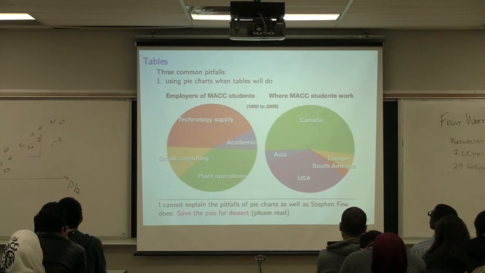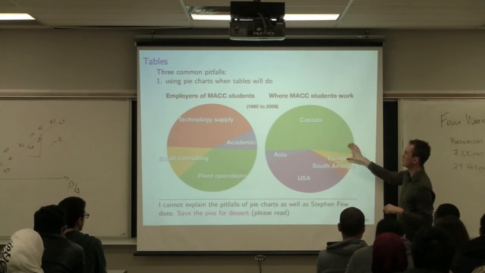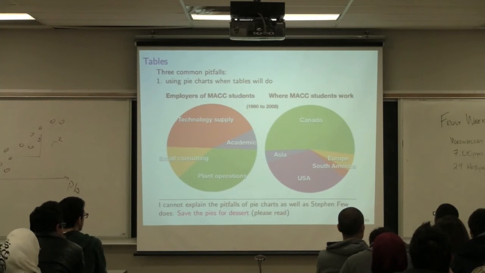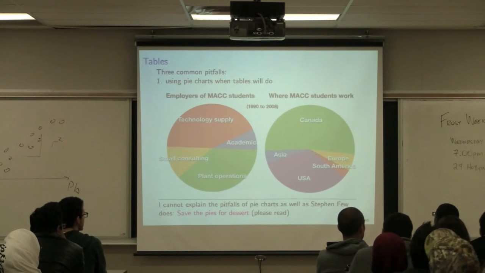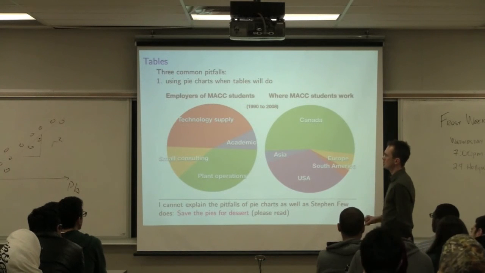One other issue related to data visualization is we'll often summarize tables with pie charts. So here's my own version of it. I made these pie charts before I knew better. When I was working at the MACC, I was asked to summarize where MACC graduate students ended up finding employment, in which sector and in which countries. So I looked at the data and I summarized it by a pie chart.